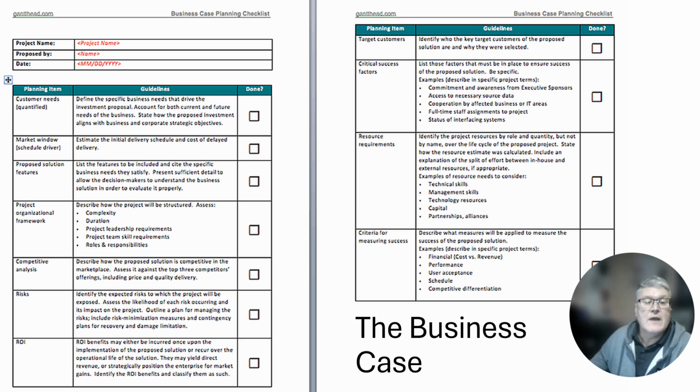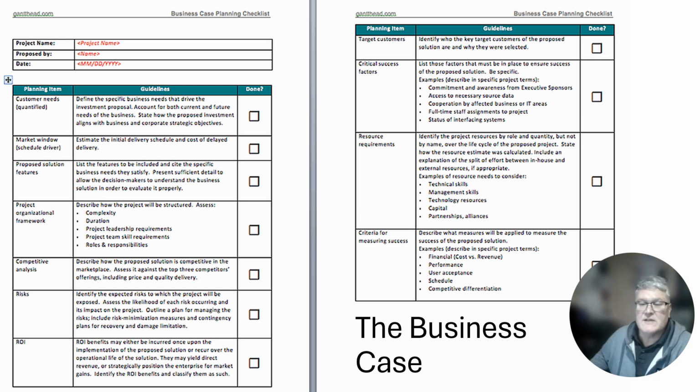So if you notice, this is slightly different, but this is what the customer needs, your market window or your drivers, proposed solutions, project organization, how complex it is, who's going to be the leader, who's the leadership team, does your competitive analysis, and that could be any one of those elicitation techniques I had talked about earlier, discusses the risks, here's ROI, or it could be payback period, or NPV, internal rate of return, and so forth.